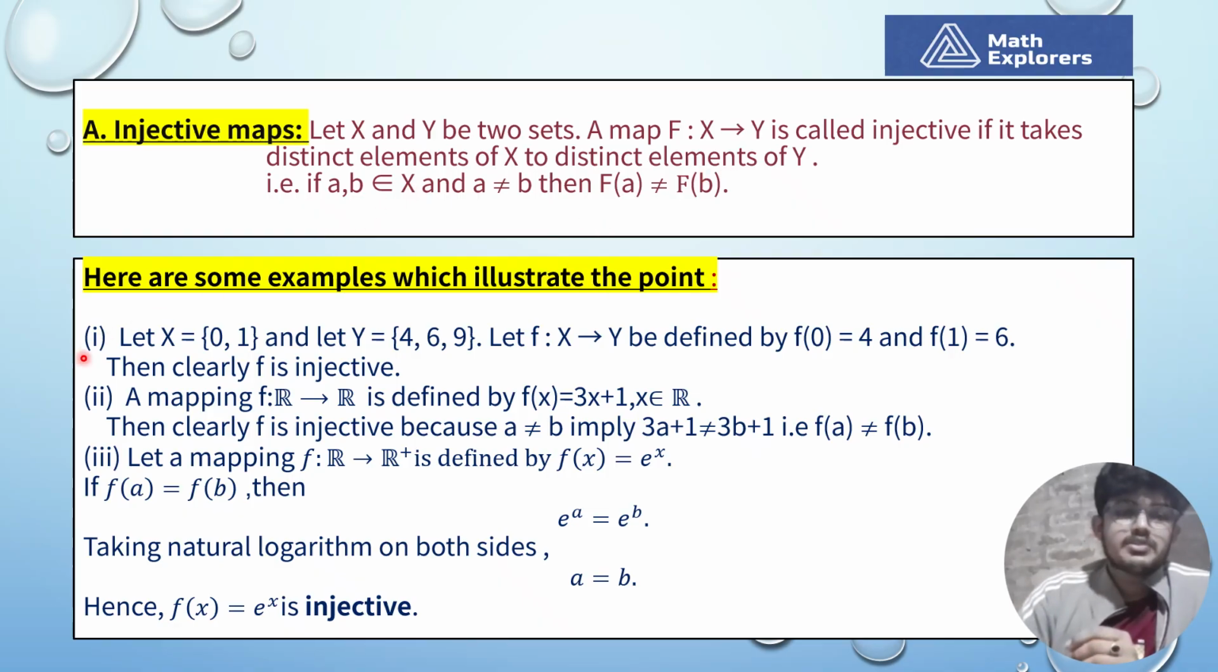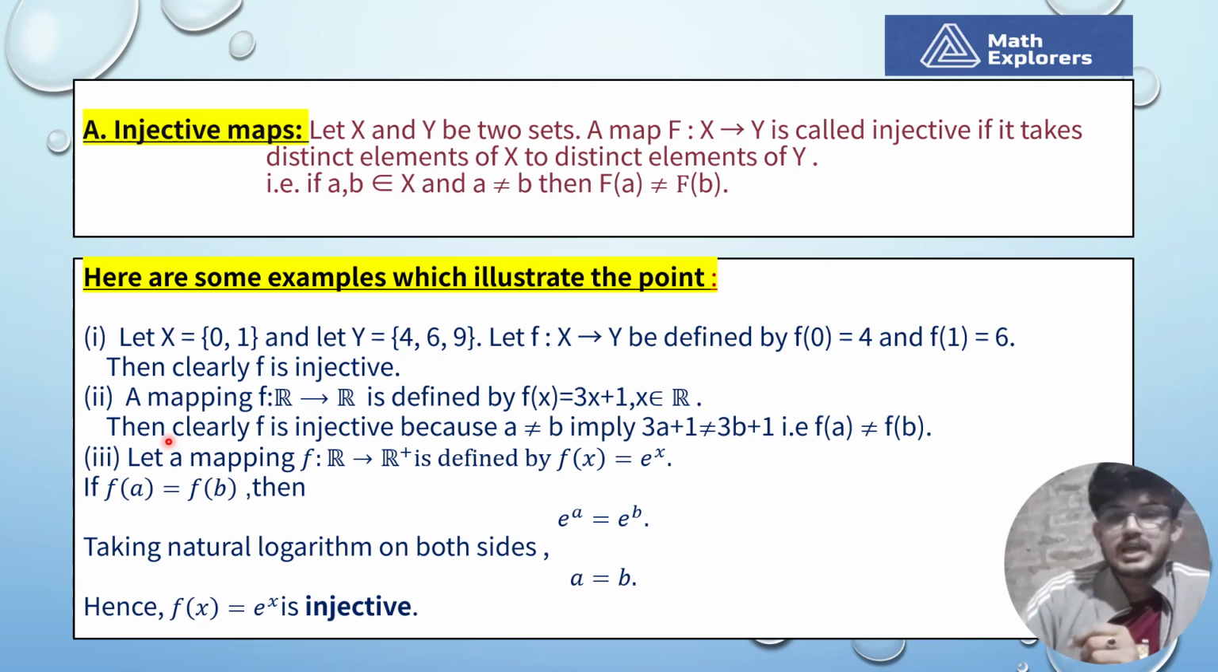सम एग्जांपल। First example, let X equal to {0, 1}. Here 0 and 1 are the only elements of X, and let Y equal to {4, 6, 9}. Let f such that X to Y be defined by f of 0 equal to 4 and f of 1 equal to 6. Here we notice that कोई भी दो distinct element का image जो है वो distinct है, so f is injective. It is obvious.